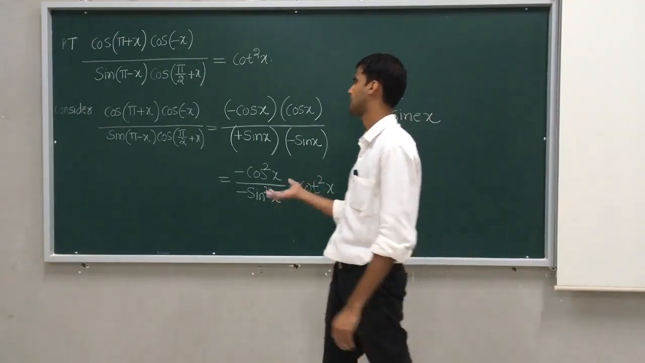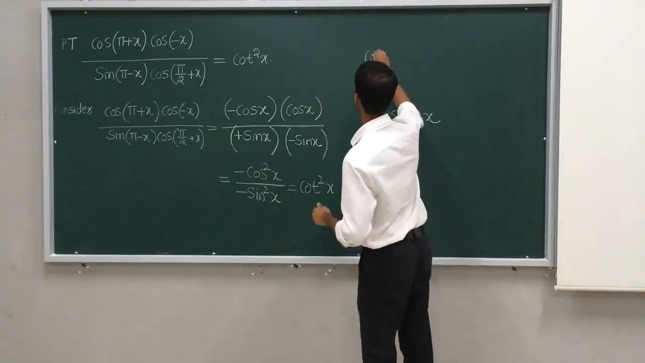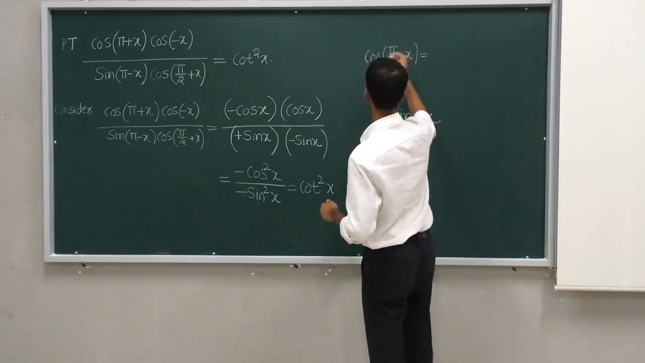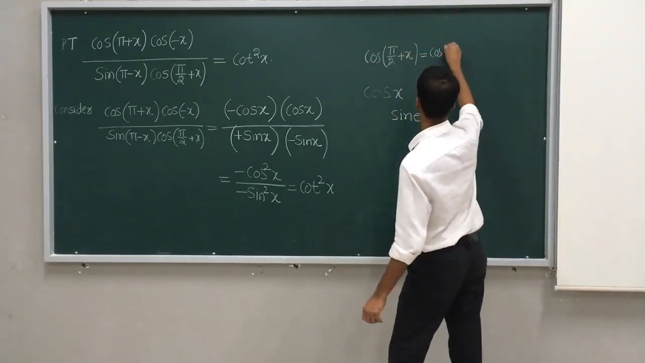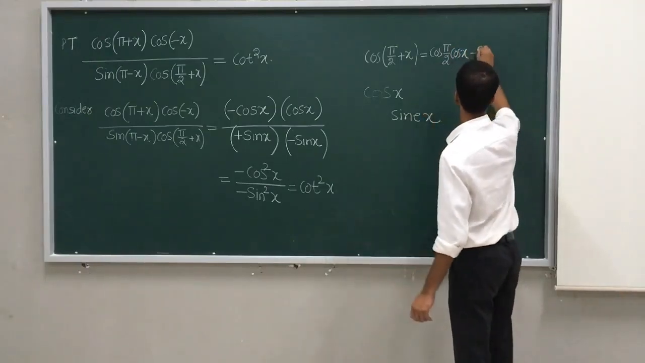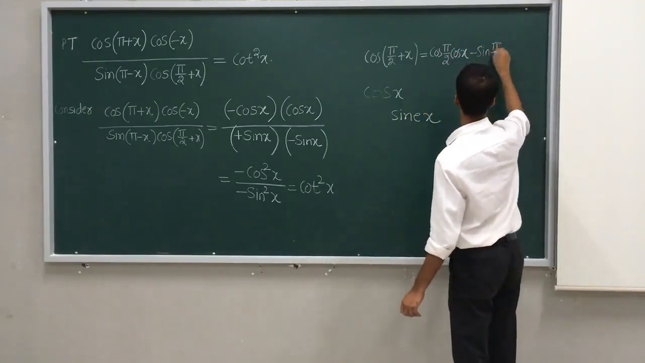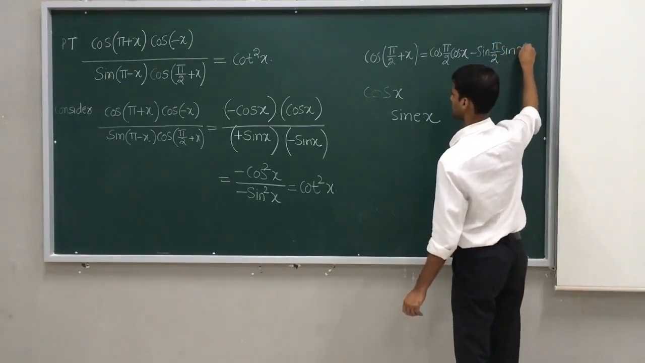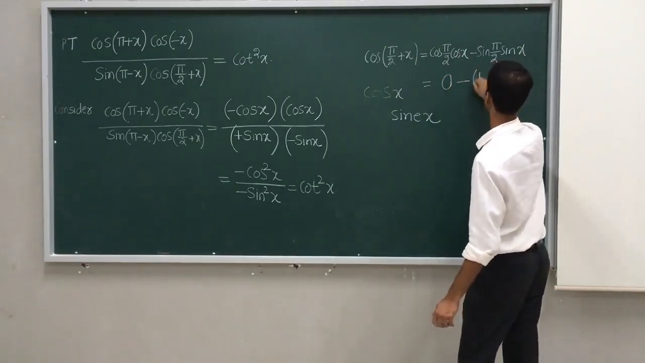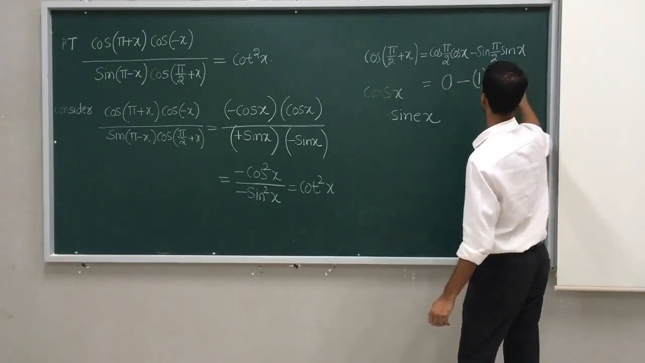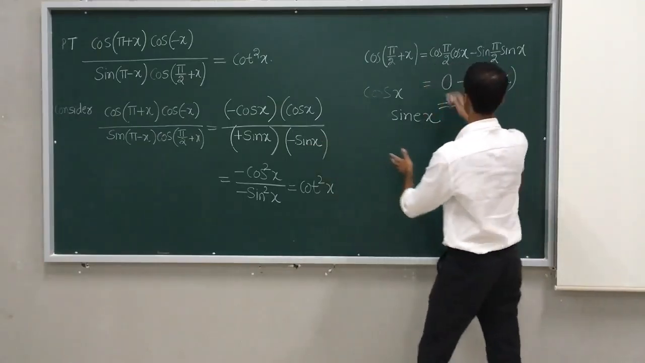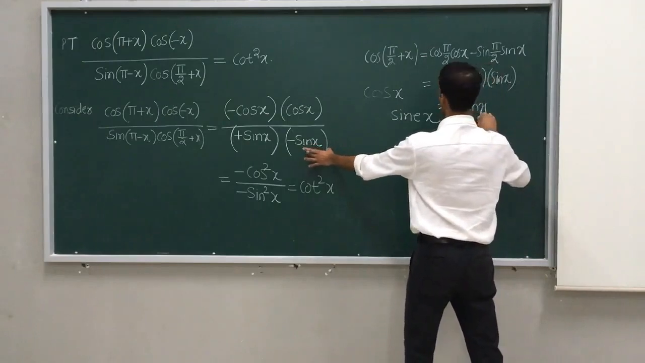So cos of 90 plus x, or if you just check in this way, you will get same answer. See, cos of pi by 2 plus x means it is cos A cos B minus sin A sin B, right? So cos 90 is 0, and everything is 0. Sin 90 is 1 into sin x. So you got the final answer as minus sin x.